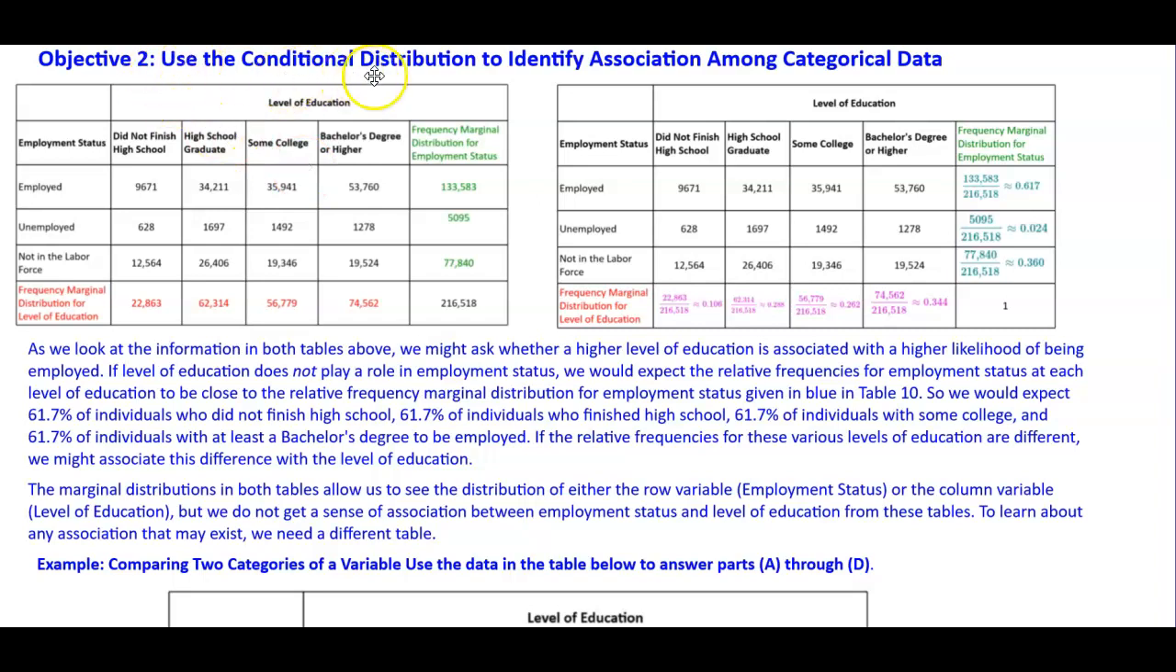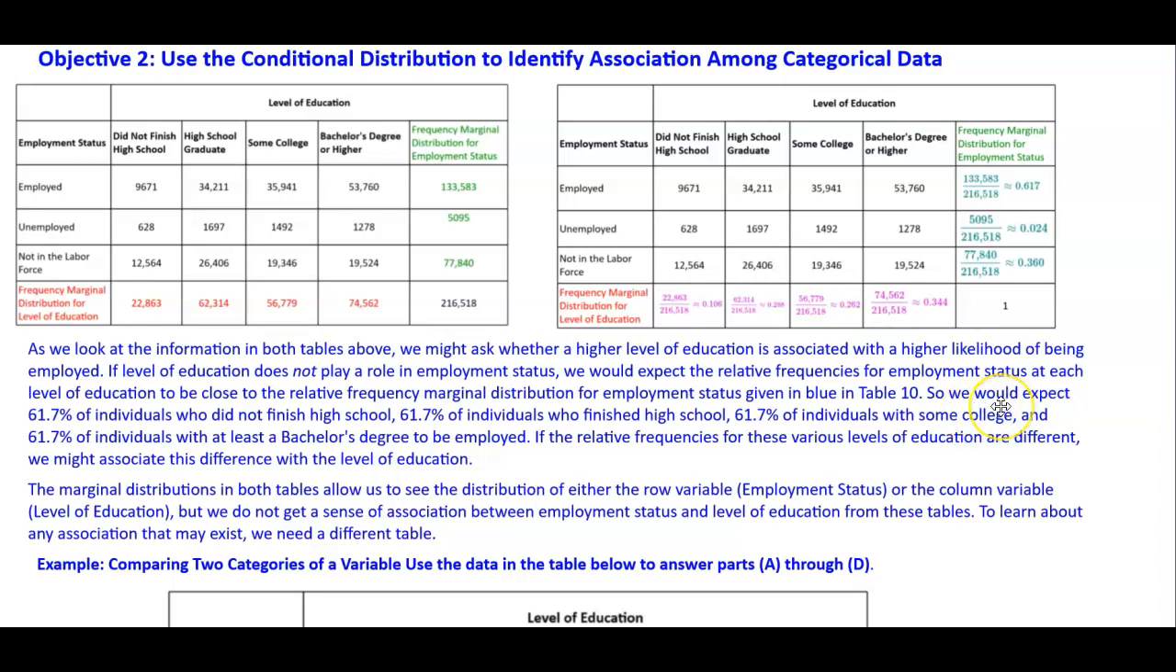Objective 2. Use the conditional distribution to identify association among categorical data. Now, as we look at the information in both tables above, we might ask whether a higher level of education is associated with a higher likelihood of being employed. If the level of education does not play a role in employment status, we would expect the relative frequencies for employment status at each level of education to be close to the relative frequency marginal distribution for the employment status given in the blue here on the right in Table 10.